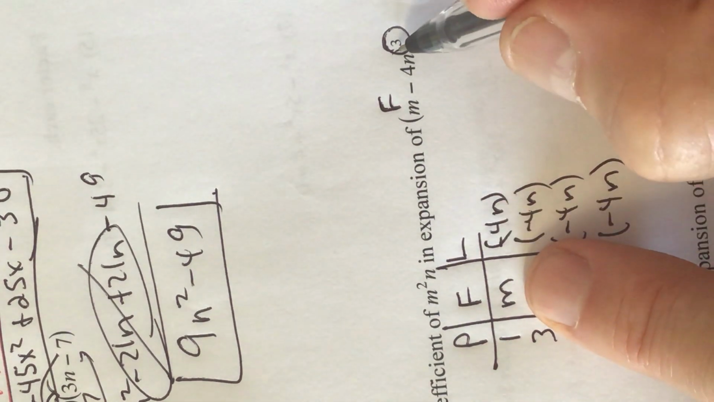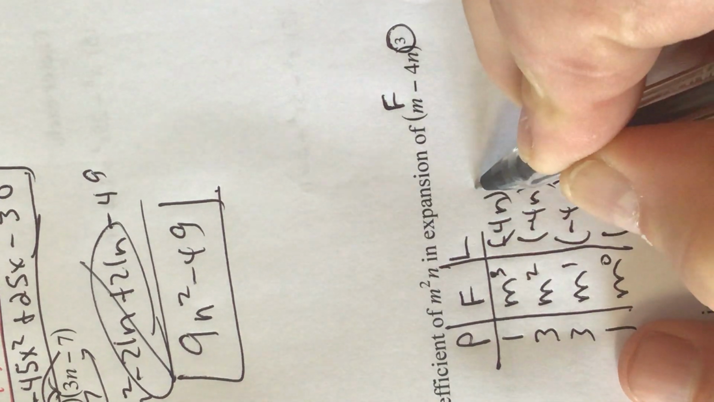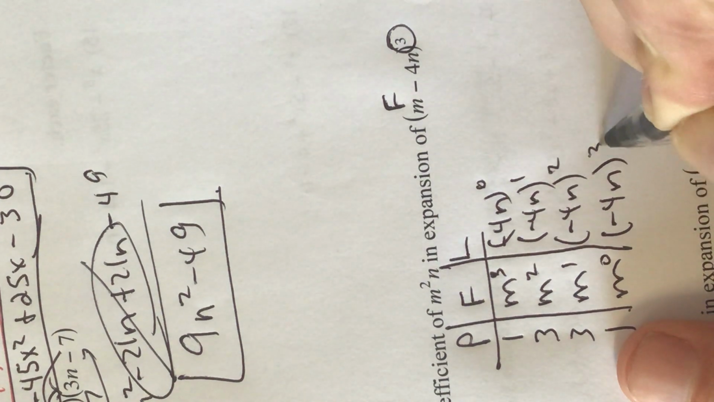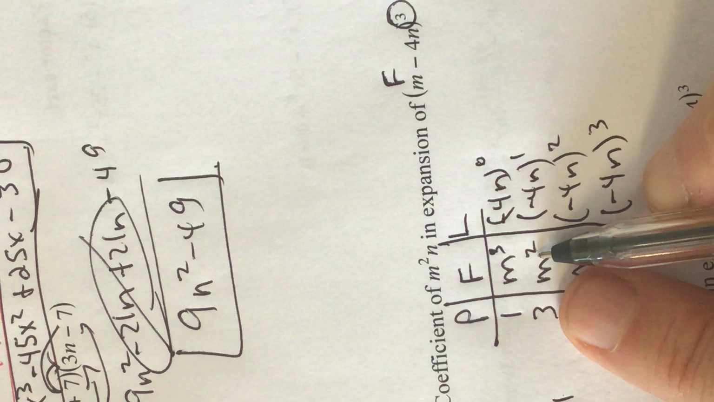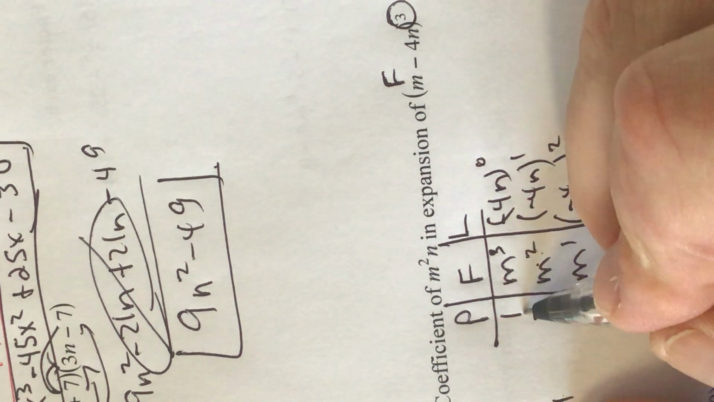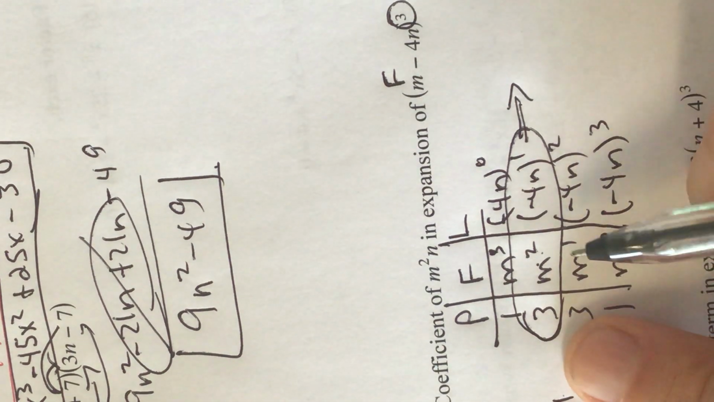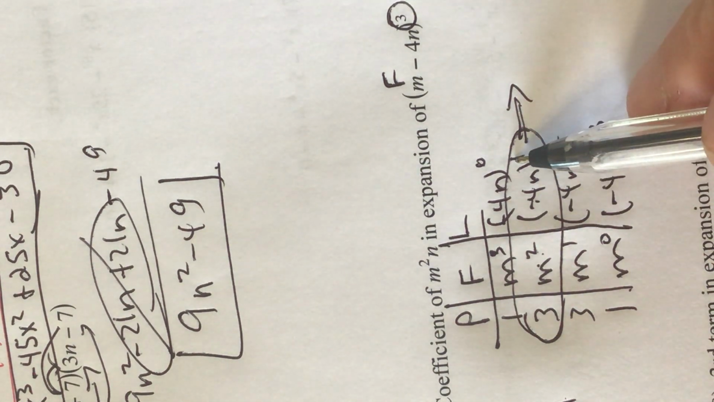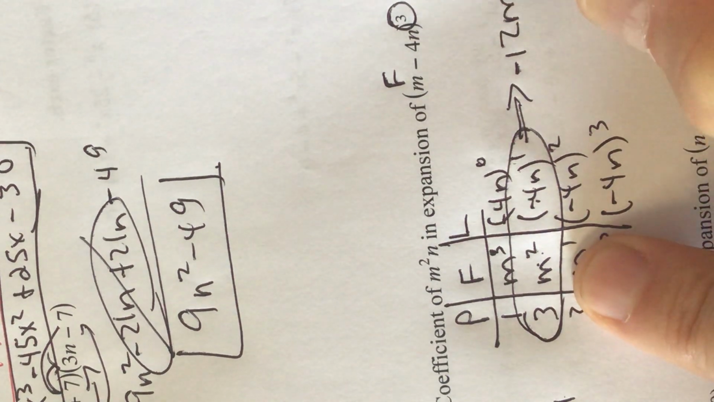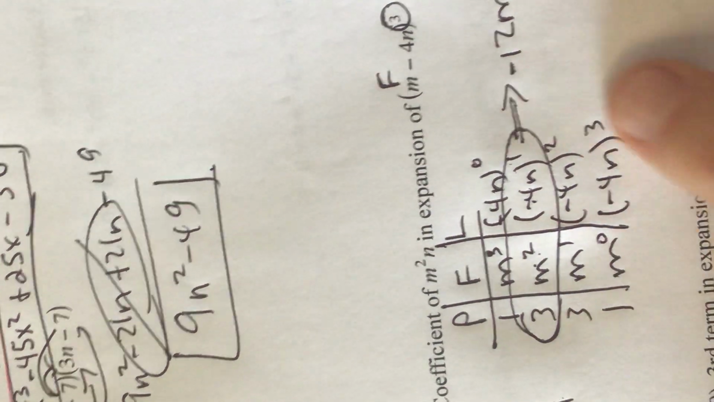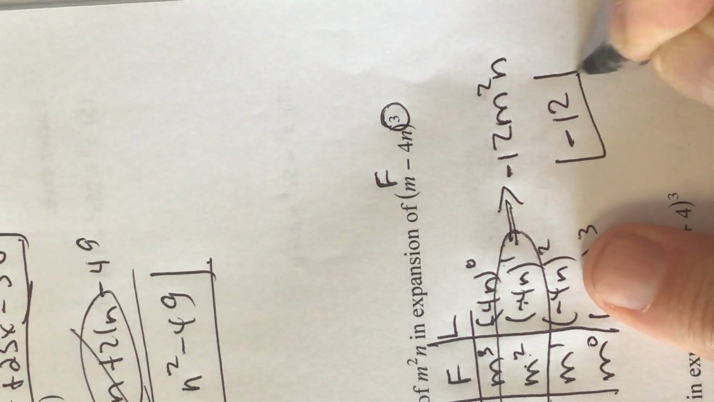Okay, highest power going down. So we start with the 3. The third, to the second, to the first, to the 0, to the 0, to the first, to the second, to the third. They want m squared n. That's going to be this one, m squared n. So really all we have to do is find the coefficient of this one. So that's going to be negative 4 to the first, so that's negative 4 times 3. So that would be negative 12 m squared n. So the coefficient in front of that one is the negative 12.